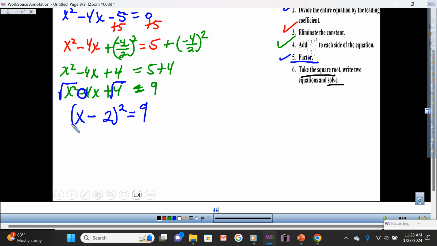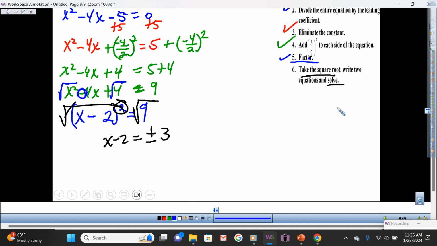So remind your neighbor why, before I do the square root, why do we take the square root? Noah, why do we take the square root? To take away the squared. That is correct. So this cancels that. Whatever we do to one side, do to the other. We're left with x minus 2 equals plus minus 3.